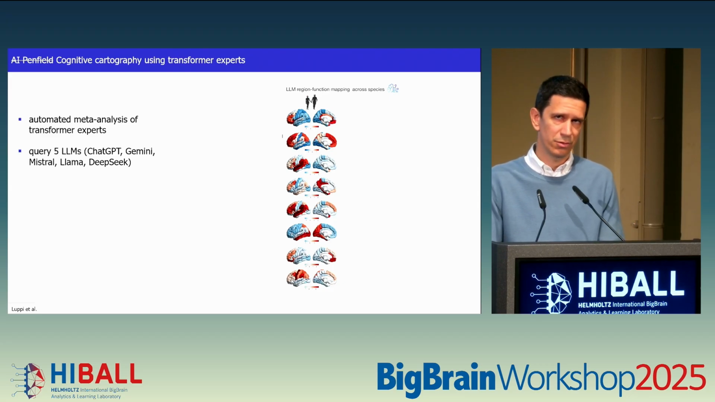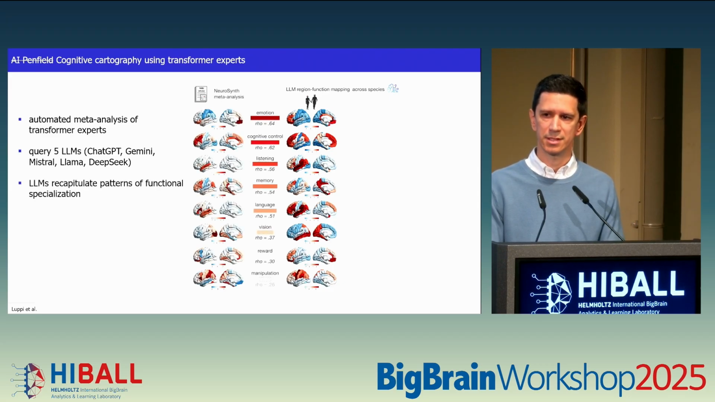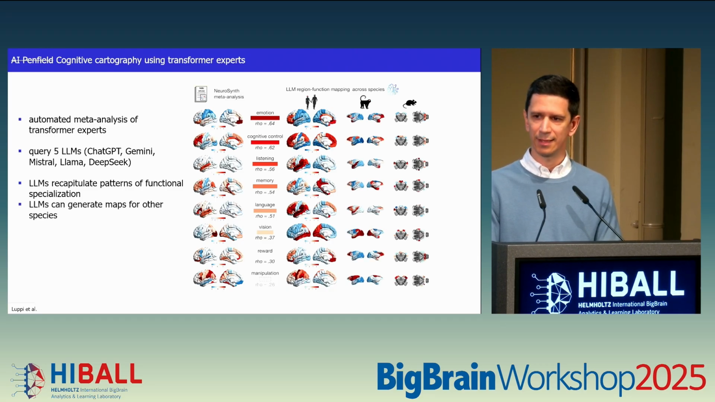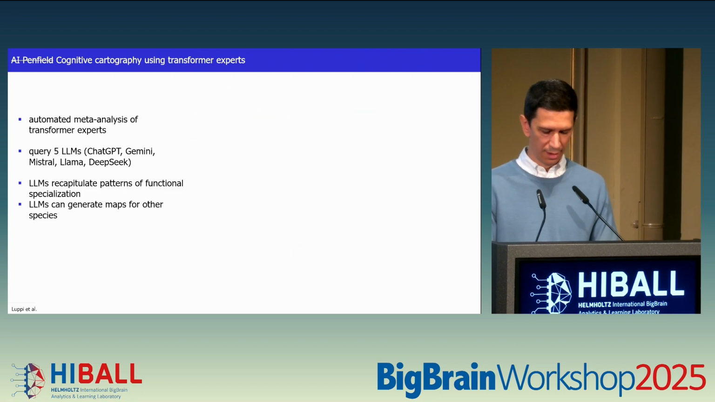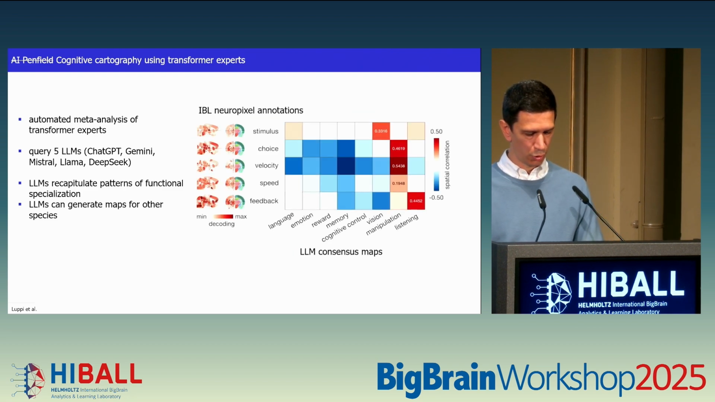The obvious thing to do here is to compare it to something like Neurosynth. And you can see that generally we get very good concordance. But one thing that Neurosynth can't do, because it's looking for peak MNI coordinates in fMRI studies, is give you anything else. Whereas with the LLMs, we can, for instance, get maps for different model organisms. And this is just to show you how good they actually are.